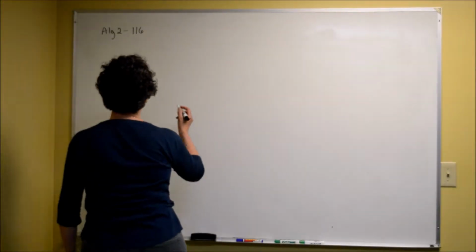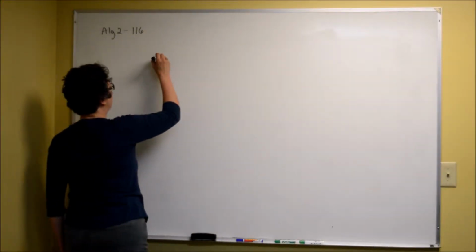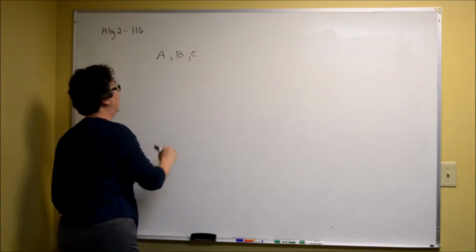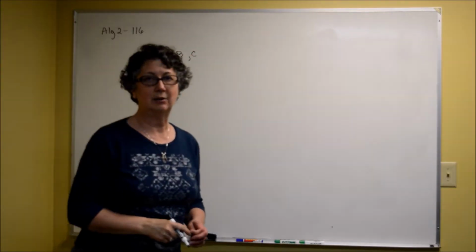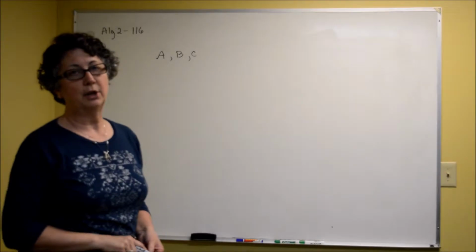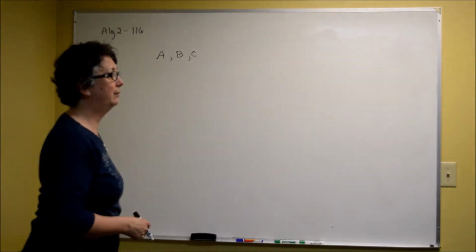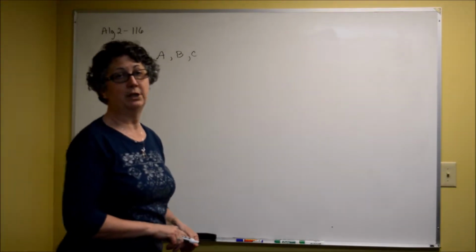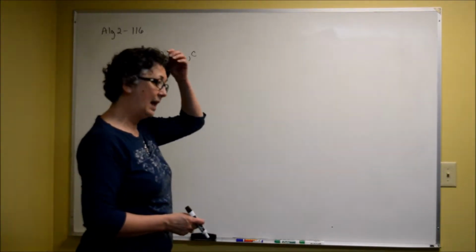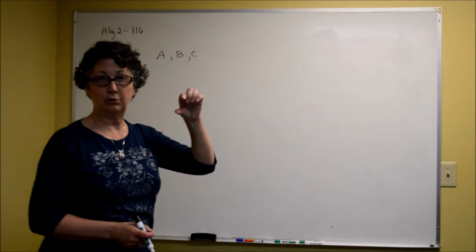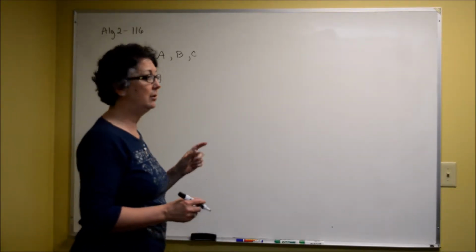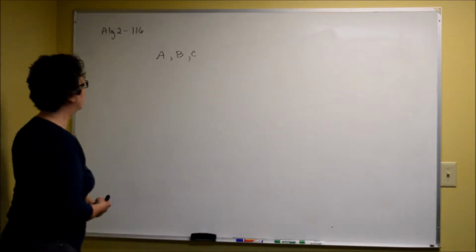And I'm going to start with the letters A, B, and C. We got the letters A, B, and C. How many different ways can I arrange those three letters? And if you can envision the alphabet blocks that you had when you were a little child, you can actually manually do this. How many ways can I arrange A, B, and C?